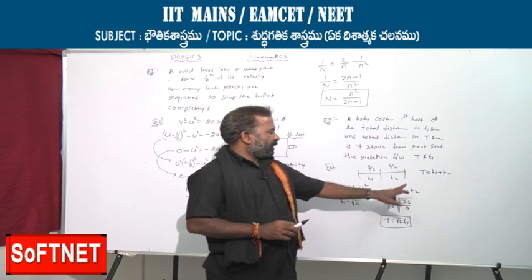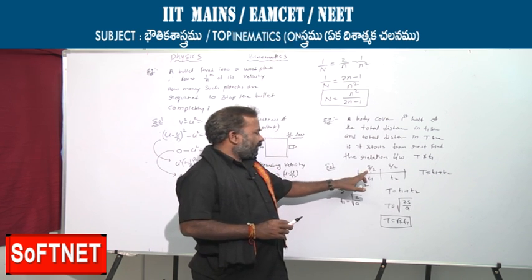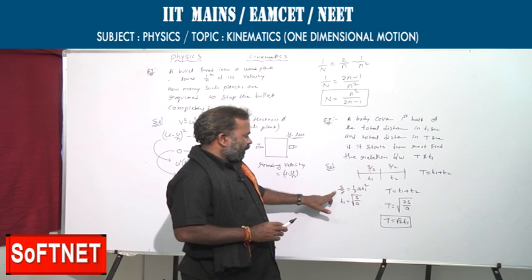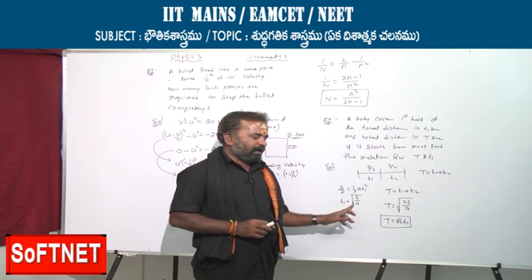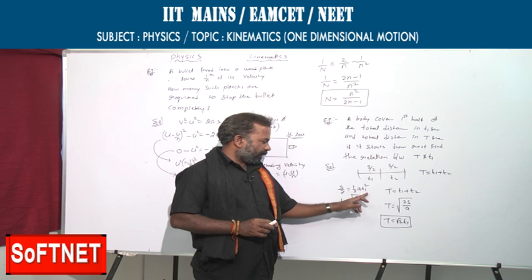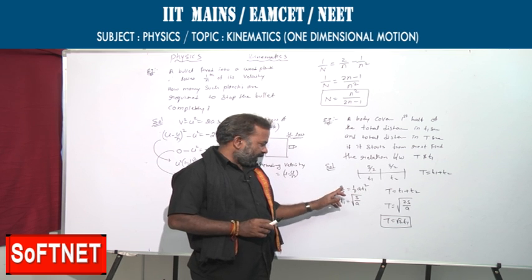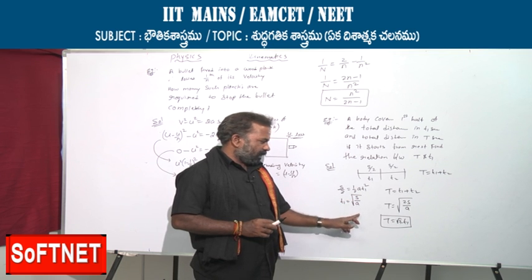Total time taken is capital T, T1 plus T2. The first half is T1; the first half distance is S by 2. We apply the equation S is equal to ut plus half a t square. With u as 0, S by 2 is half a t1 square. The 2 cancels, so S by a is t1 square, and taking the root, you get root of S by a.